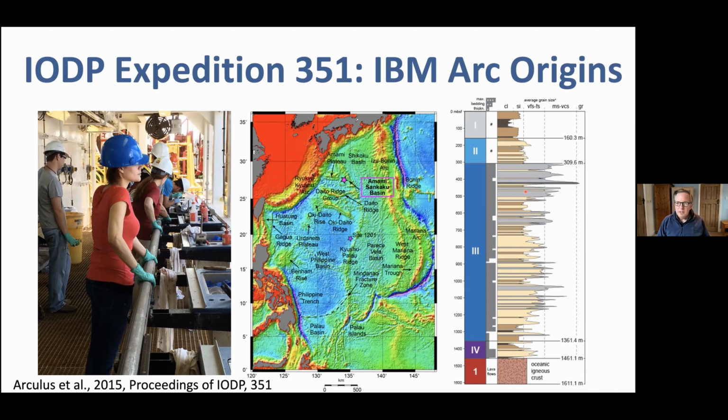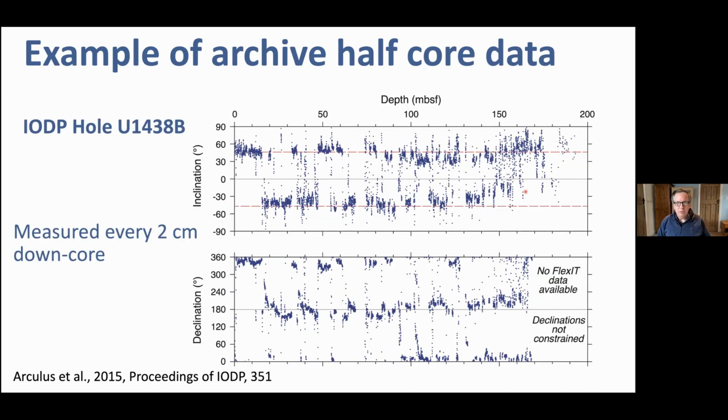This is mainly based though on the analysis of the archive half cores, which are passed through those magnetometers that I showed you at the beginning. So here's an example from part of the top 200 meters of hole U1438B on this expedition, giving you an idea of the density of data that can be produced using pass-through systems on sedimentary cores.